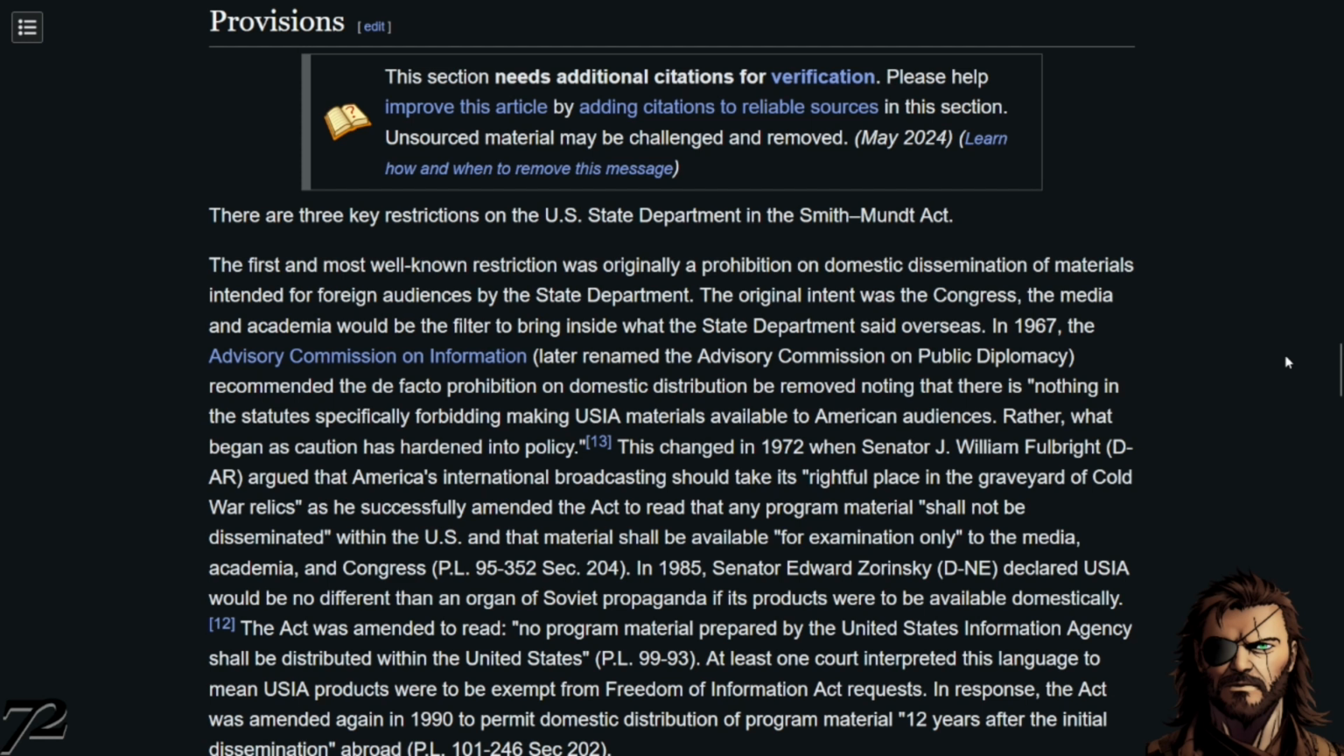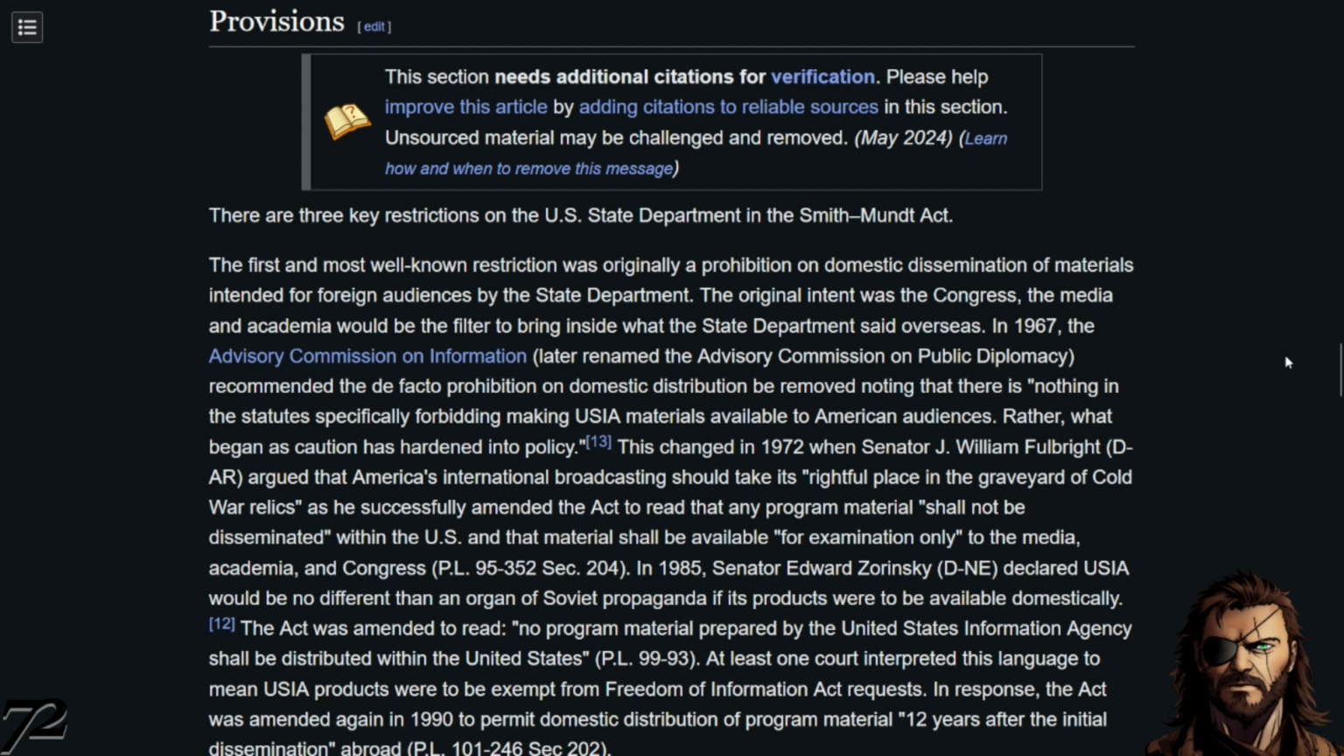PL 95-352, Section 204. In 1985, Senator Edward Zorinsky, Democrat of Nebraska, declared USIA would be no different than an organ of Soviet propaganda if its products were to be available domestically. The act was amended to read, "No program material prepared by the United States Information Agency shall be distributed within the United States." PL 99-93.